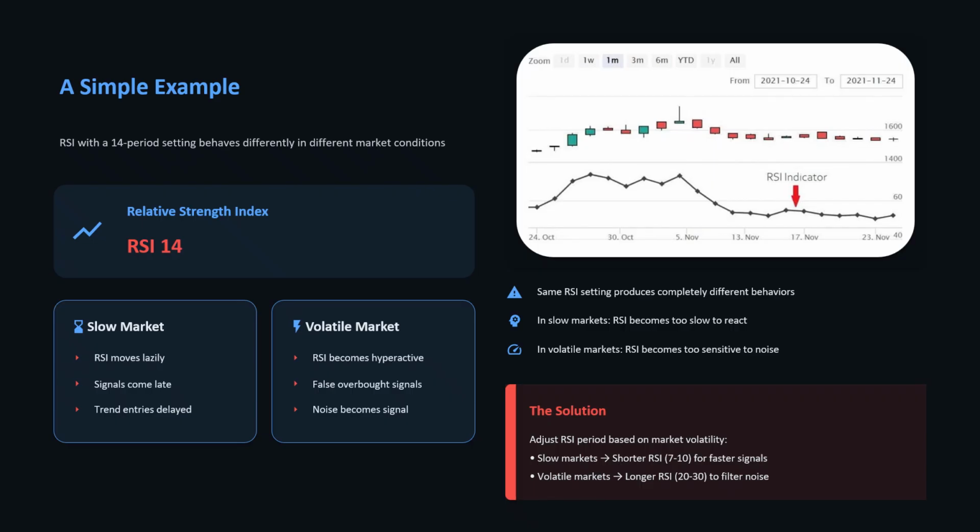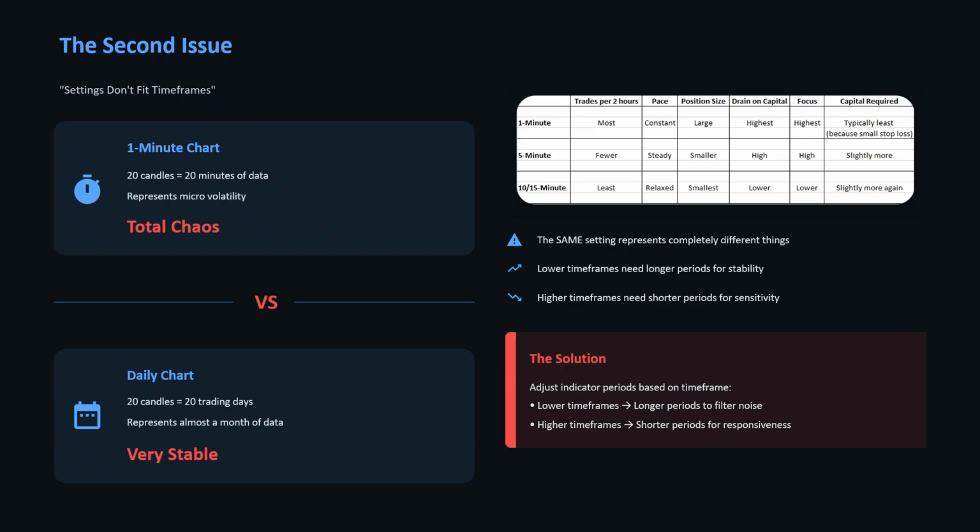In a slow market, RSI moves lazily. Signals come late, trend entries become too delayed, reversals pass by unnoticed. In a volatile market, RSI becomes hyperactive. It triggers false overbought and oversold signals. It flips rapidly. Noise becomes signal. The indicator didn't fail. The setting failed. The market condition changed. This is where beginners get crushed.